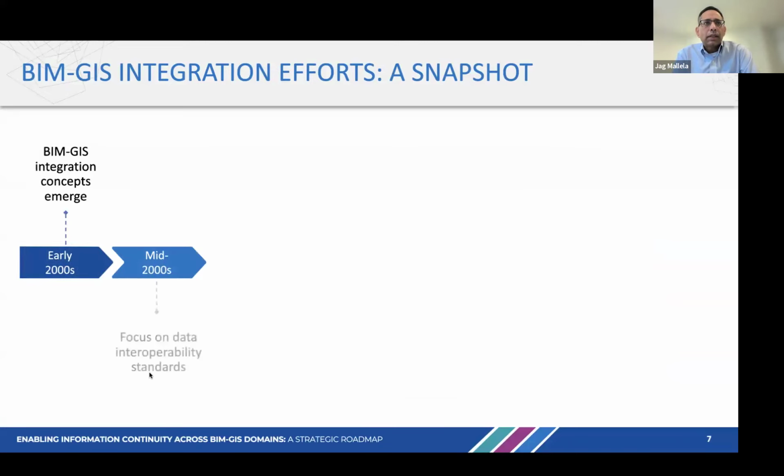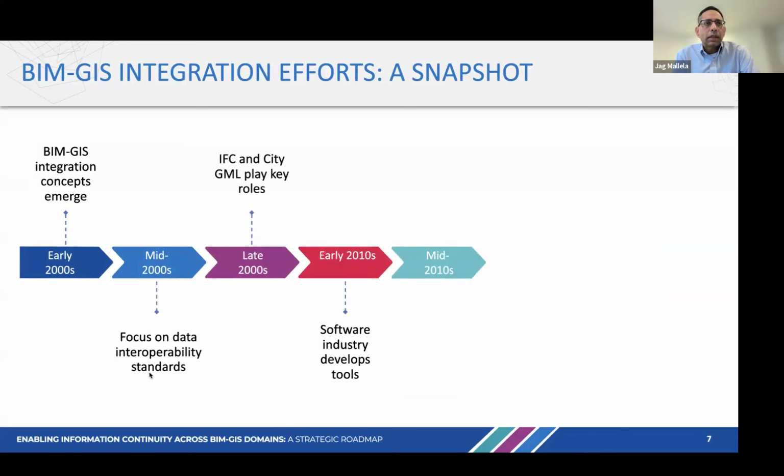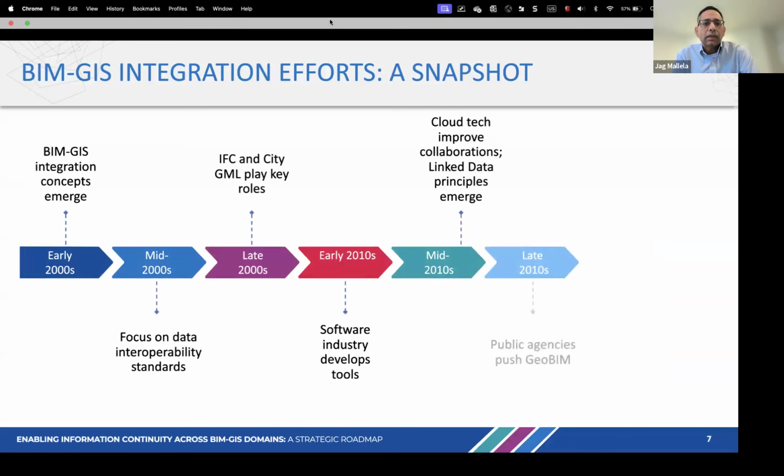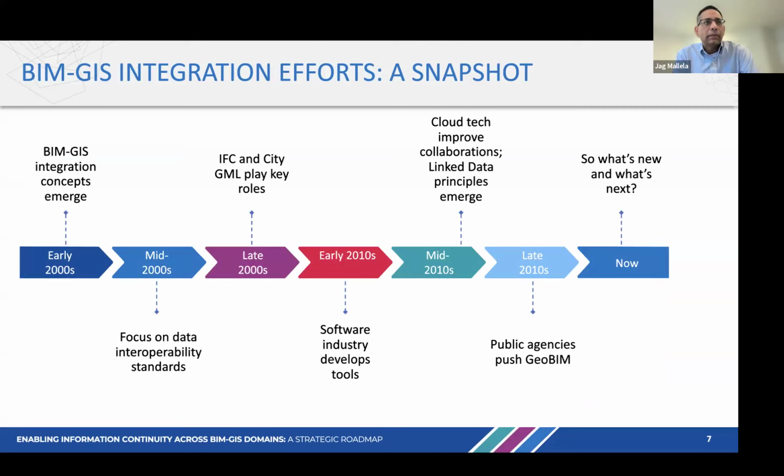So BIM and GIS integration efforts are certainly not new within the buildingSMART International and OGC communities. This has been an emphasis area for well over a decade. There have been several global movements to bring these data domains together, as many of us know. I just did a quick snapshot here of where the integration concepts first started, trying to trace back the origins of it.